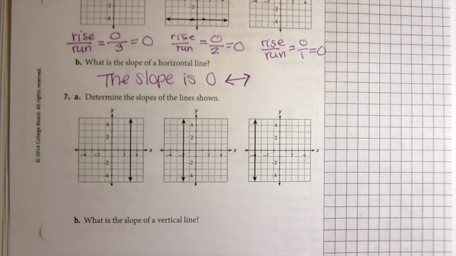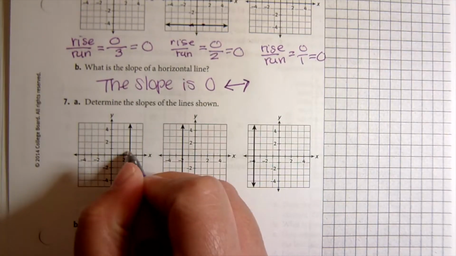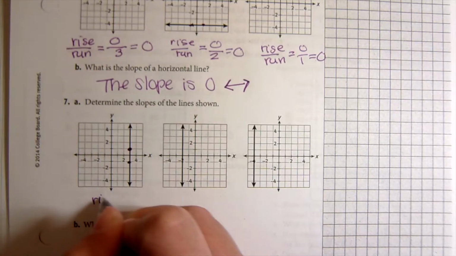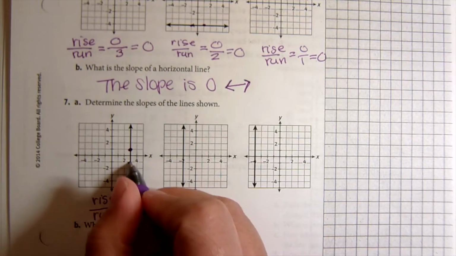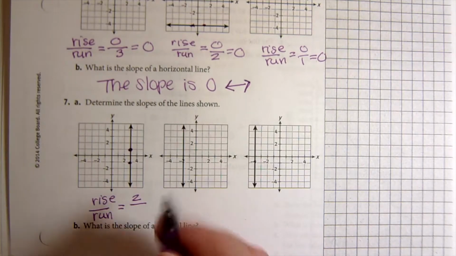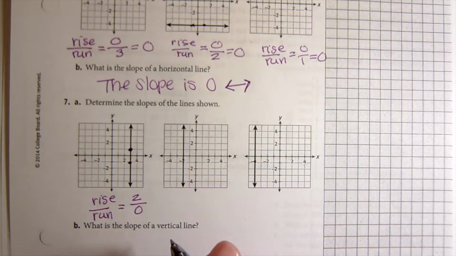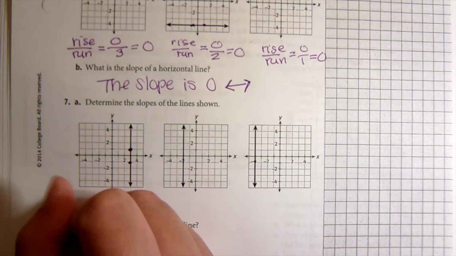Now, 7A. So let's pick 2 points. How far did I rise between those 2 points? 3. Well, it was 2, but close. And how far did I have to run? 0. So what is that? Undefined. So anything over 0 is going to be undefined.